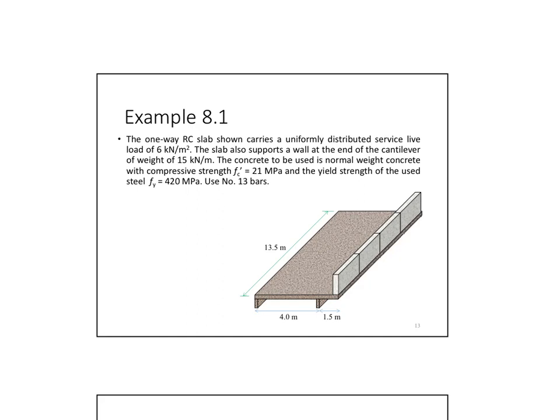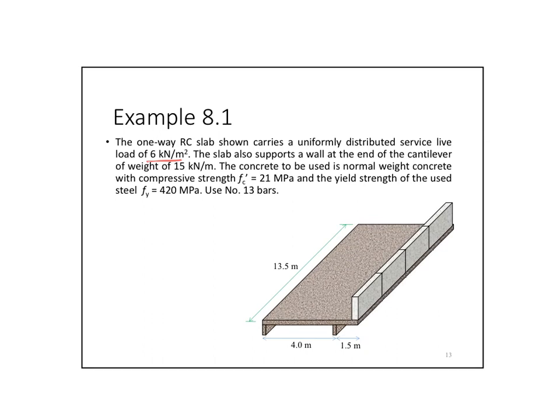Now the example here says that a one-way RC slab carries a uniformly distributed surface load equal to 6 kilonewton per meter squared. I have a 6 kilonewton per meter squared surface load as a live load, right? And the slab also supports a wall at the end of the cantilever, this wall. The weight of the wall is 15 kilonewton per meter. It's already given as a line load. The concrete is normal weight concrete with a compressive strength f'c of 21, the yield strength fy of 420, and the suggestion is to use number 13 bar.